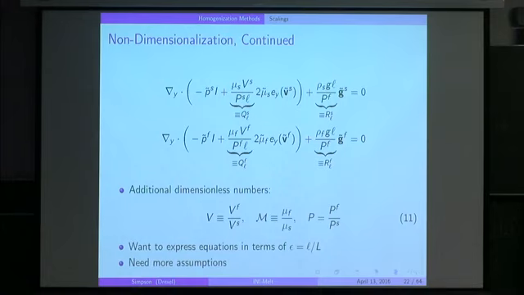And we want to eventually express this in terms of epsilons. So I want to get rid of all these different dimensionless numbers, and just have epsilons in the equations, and everything else is dimensionless. So we need more assumptions here.